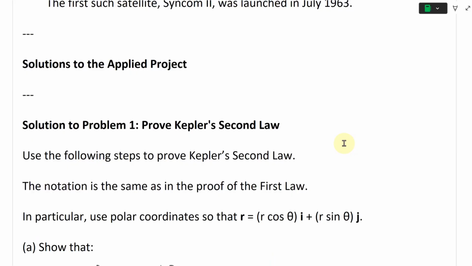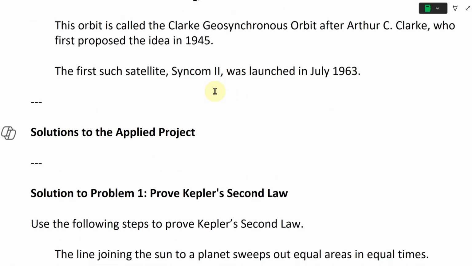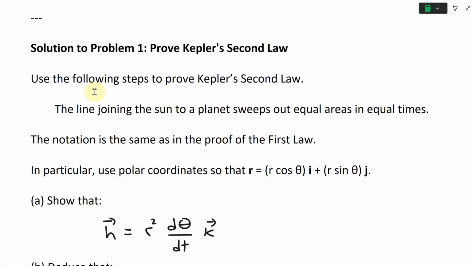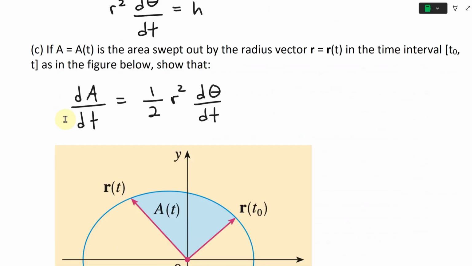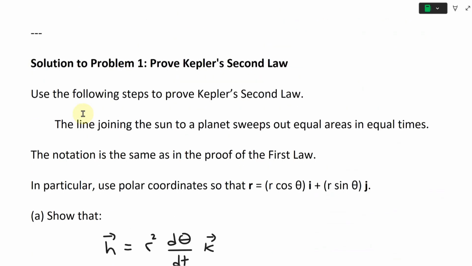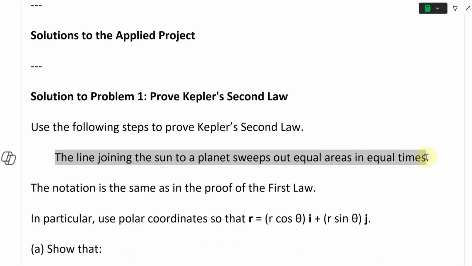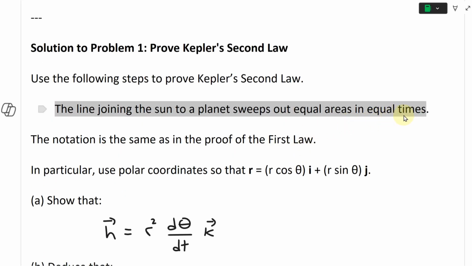So, fascinating stuff. Now let's take a look at the solutions to the applied project, starting off with the solution to problem 1, which was proving Kepler's second law. I'm just going to read this again and then go over parts A, B, C, and D. It states, use the following steps to prove Kepler's second law. I wrote it here for reference: the line joining the sun to a planet sweeps out equal areas in equal times. Basically, the rate of change of the area swept by the line joining the sun to the planet is going to be constant.